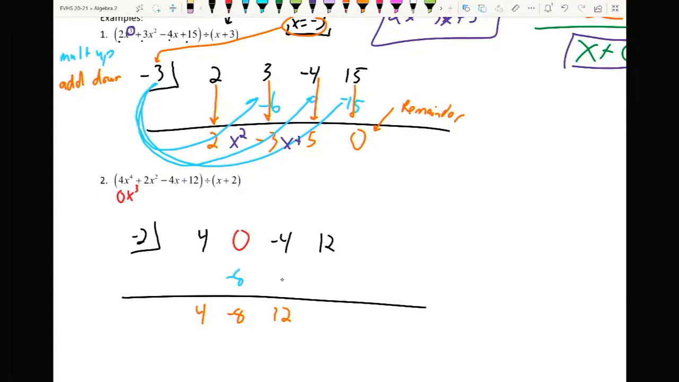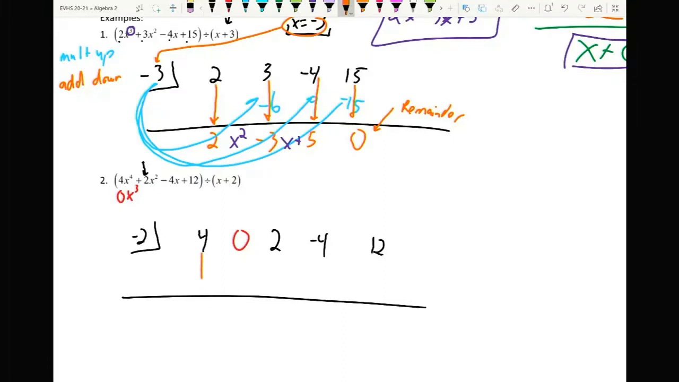I missed a term. I'm going to start over on this. I forgot the 2. Okay, negative 4 and 12. Glad I caught that before I got too far in.